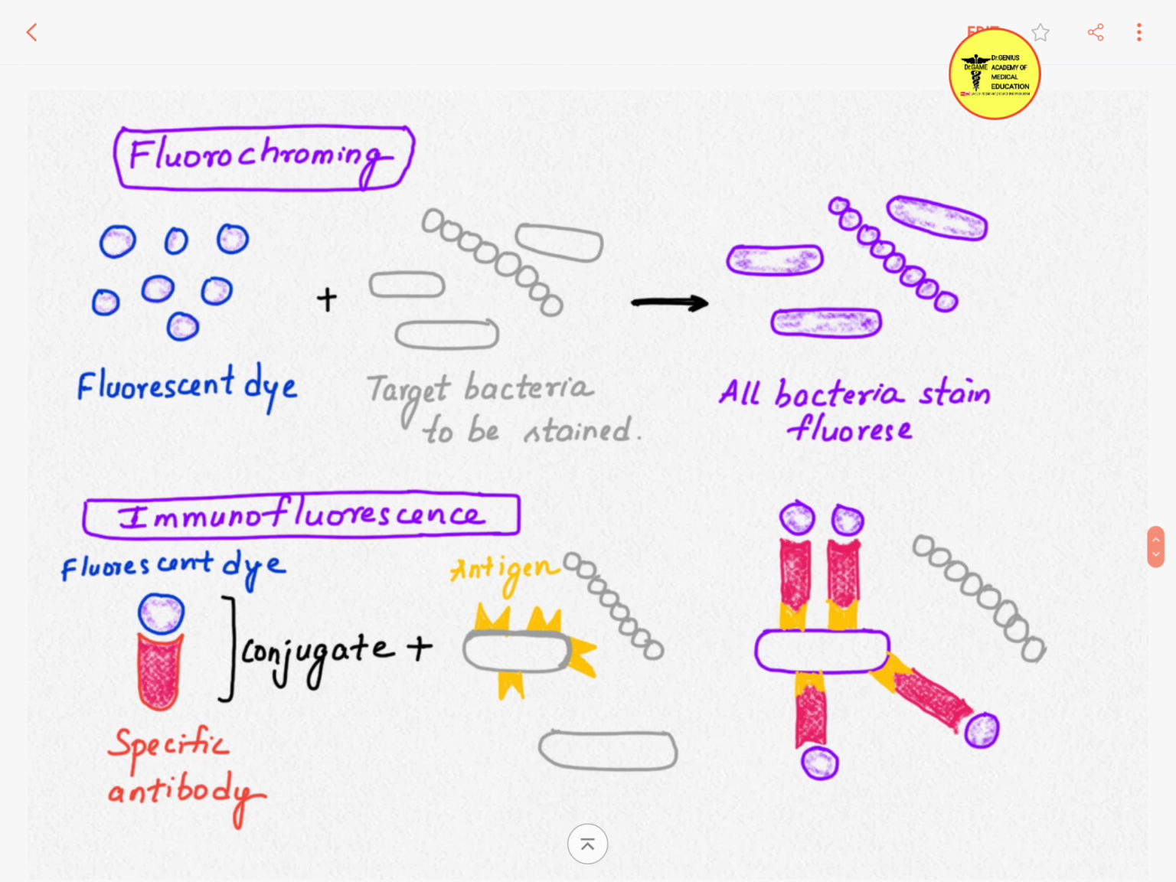As here you can see, in fluorochroming, a fluorescent dye is applied to the target bacteria, and all bacteria fluoresce. In immunofluorescence, the fluorescent dye-labeled specific antibody is the conjugate. Here the specific bacteria have the specific antigen. Now this fluorescent dye is seen only on the specific bacteria; it stains only a particular bacterial species.